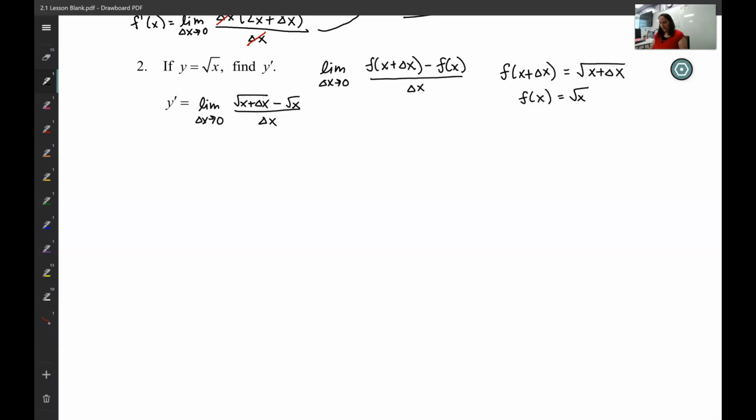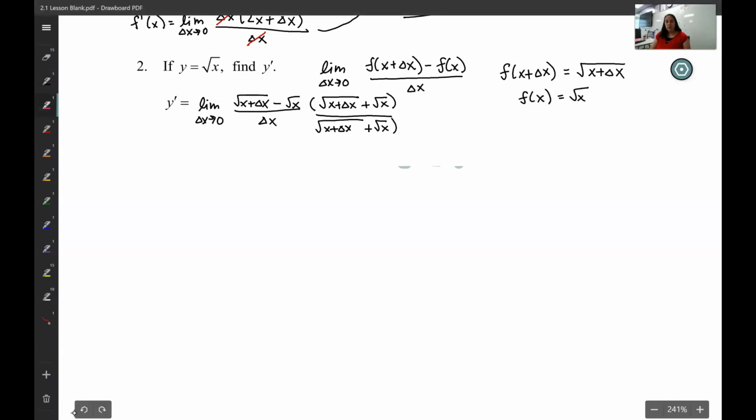Now I need to figure this out. Let me go back. The easiest way to solve this is to get rid of the roots on top. And the best way to do that is to multiply by the conjugate. And if I multiply by the conjugate on top, I have to multiply by the conjugate on bottom so it stays balanced.